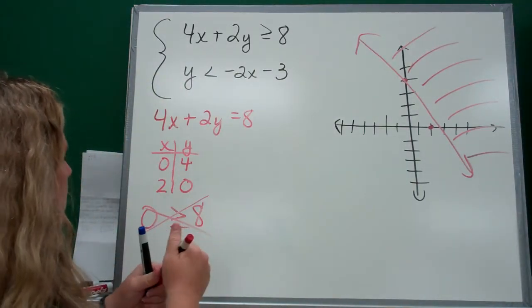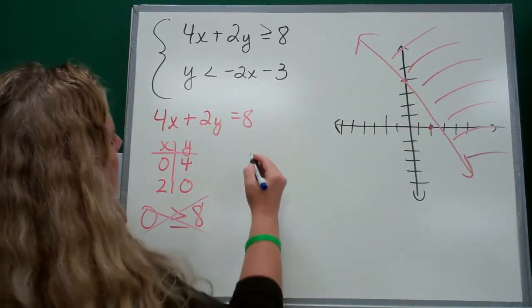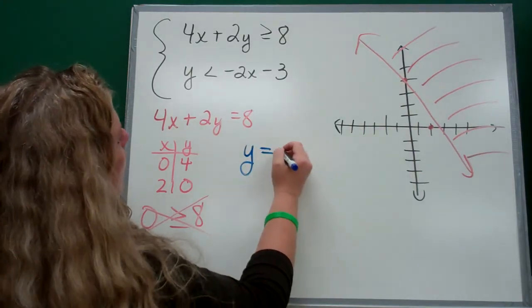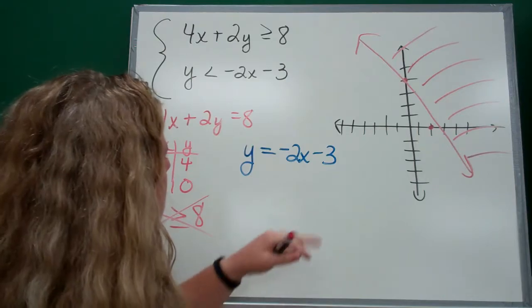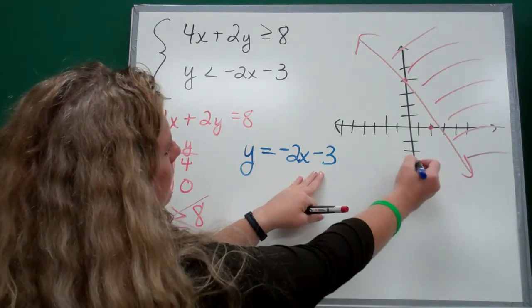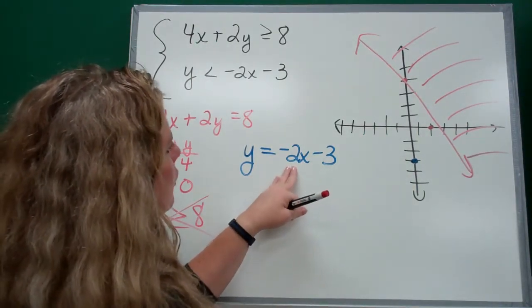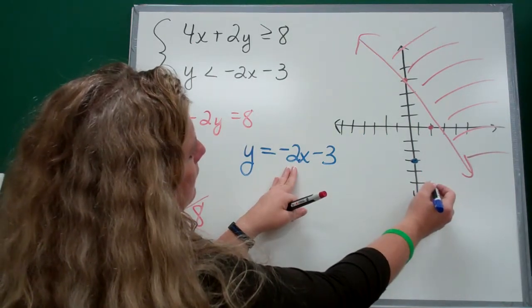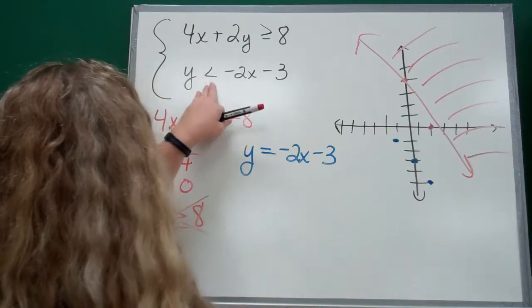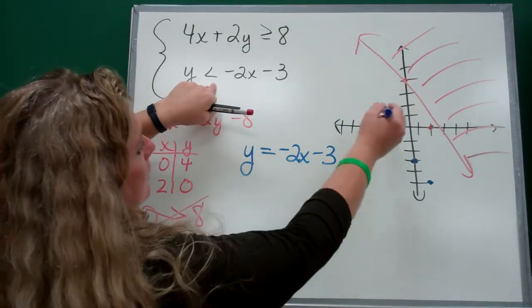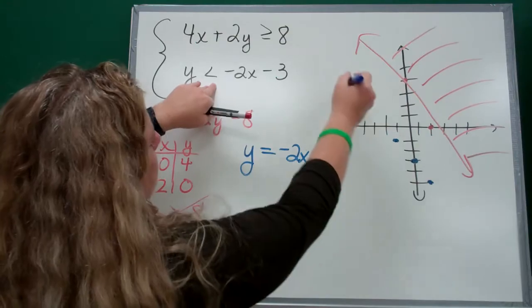Next equation. This one's in slope-intercept form. y equals negative 2x minus 3. Plot the y-intercept, negative 3. Use your slope down 2 over 1, up 2, back 1. It is just a less than, so it's dashed.